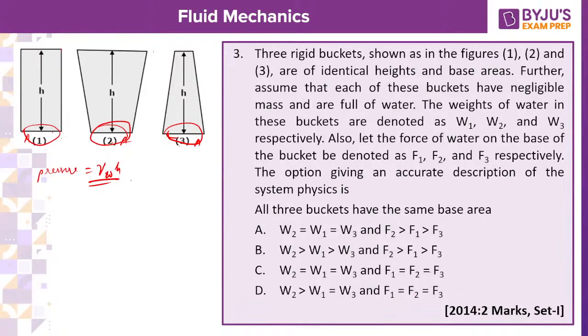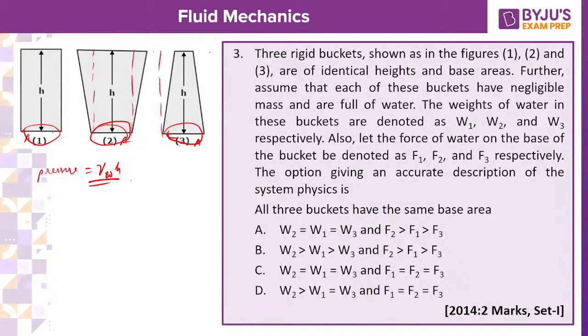Now another one, they are asking which will have more weight. It is very obvious, no? Gamma w is the unit weight of the water, isn't it? So as long as you have more and more volume of water, that will have more weight, that's all. So container 2 has more volume. It is very easy to understand.